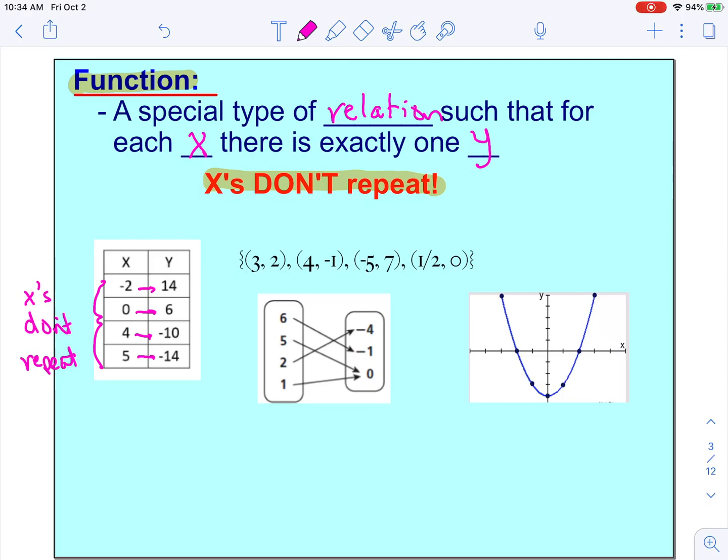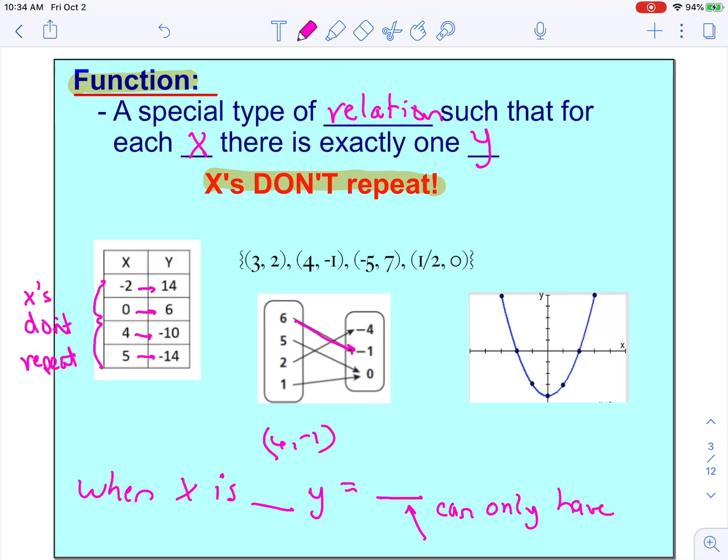If you look at this map, however, and you also look at this map, these are all examples of function. The 6 only has one arrow going from it, so the 6 goes with -1. But in the last example, there were two arrows coming off of the same number, and so that would not be a function. So functions, each X value can only have one exact Y value with it. So we ask ourselves this question: when X is blank, Y equals blank, and here we can only have one answer. Or one value.